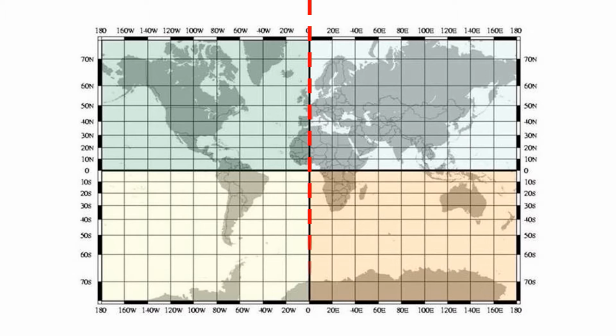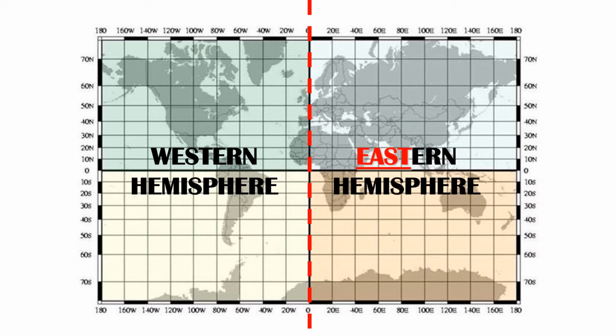If we basically take this line that I've drawn and split our globe in half, this line is a longitude line that we call the prime meridian. Everything on the left half of my line, we're going to call the western half of the world or the Western Hemisphere, which makes everything to the right of my line called the eastern half of the world or the Eastern Hemisphere.